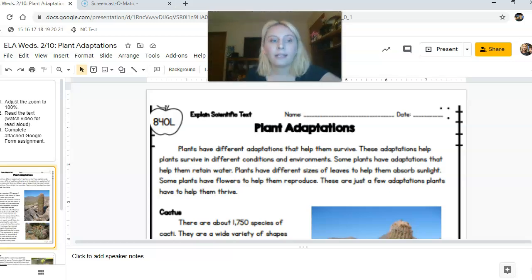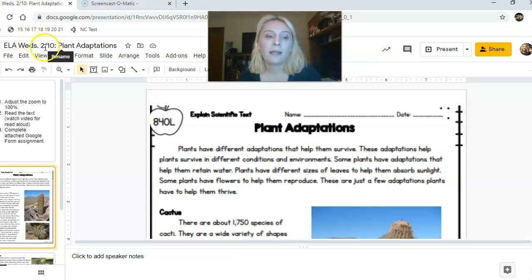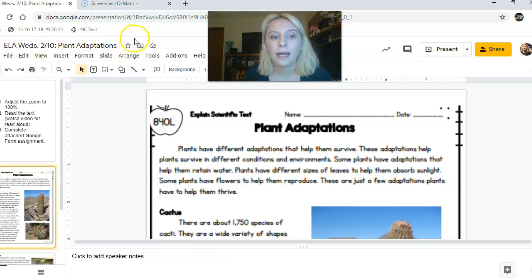Alright guys, this is the ELA assignment for Wednesday, February the 10th. It's called Plant Adaptations. And just like always, I'm going to read this text aloud to you, as well as the questions and the answer choices, and talk about things along the way to hopefully clear up any confusion or misunderstandings that people might have.